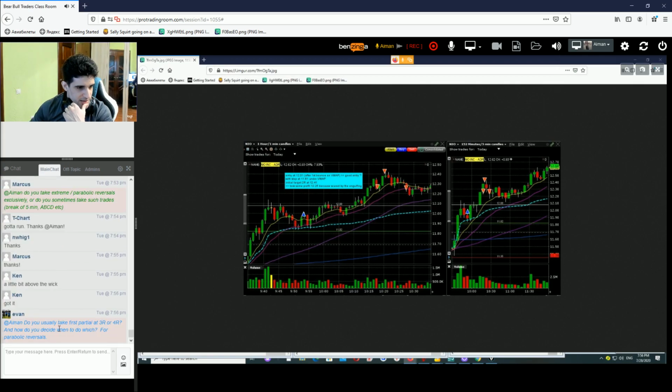Do you usually take the first partial at 3R or 4R, and how do you decide when to do which? It's tough to say because it depends on the price action. When it's going steadily up, a little bit down, a little bit up, I see that it still has strength in it. I'm holding it.